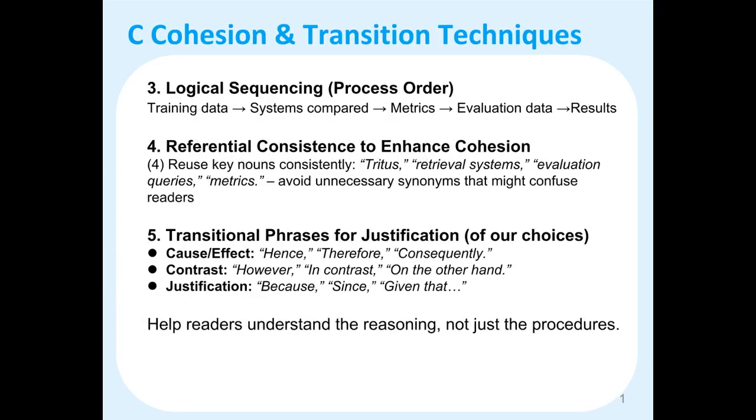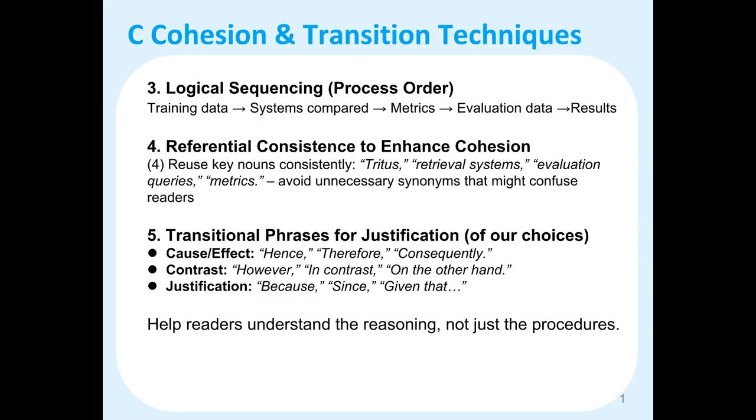The third technique is 3. Logical sequencing. The sequential order is the map. Training data must come first, followed by systems compared, then metrics, and then the evaluation data. This must mirror your algorithm. The fourth technique, 4. Referential consistency, ensures clarity. You must reuse key nouns consistently, using the same term for training or evaluation queries every time, because avoiding unnecessary synonyms enhances clarity for readers.